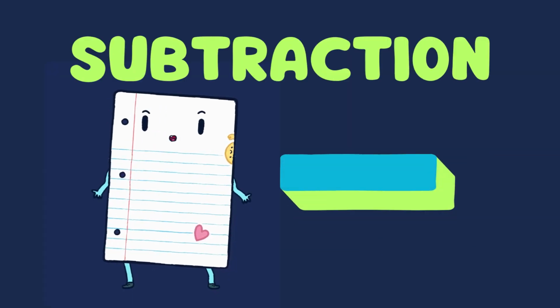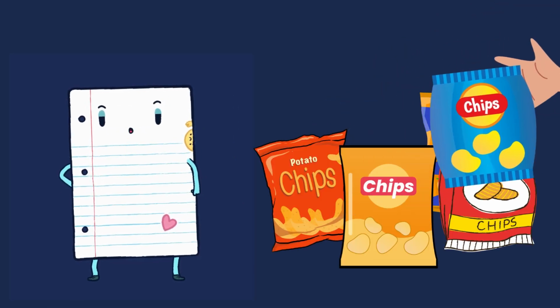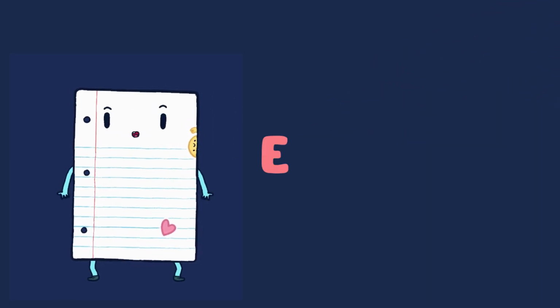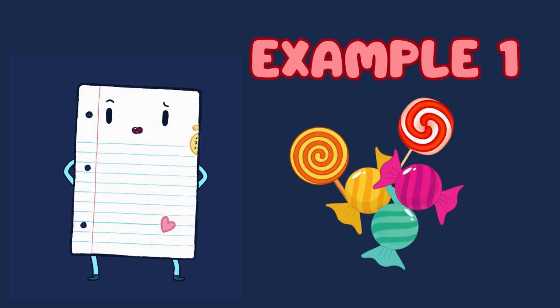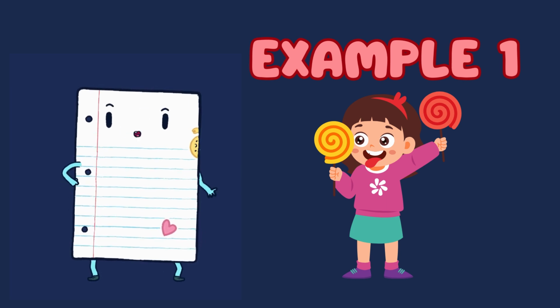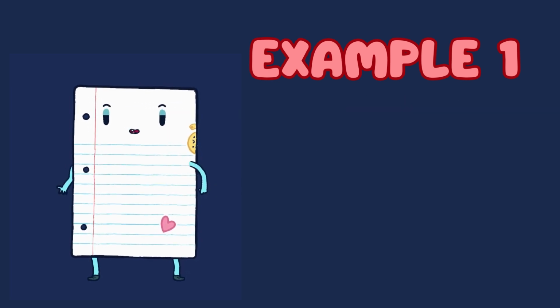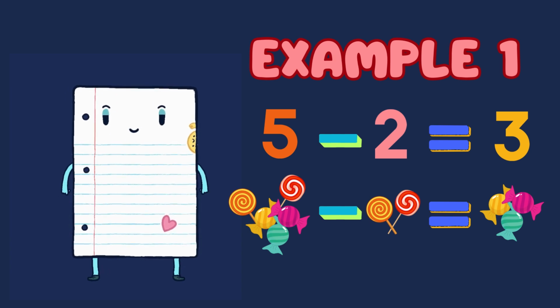Now, let's learn subtraction. Subtraction is when we take something away. Here are some examples. Example 1. I have 5 candies. I eat 2. How many are left? Let's count. 5 minus 2 is equal to 3.